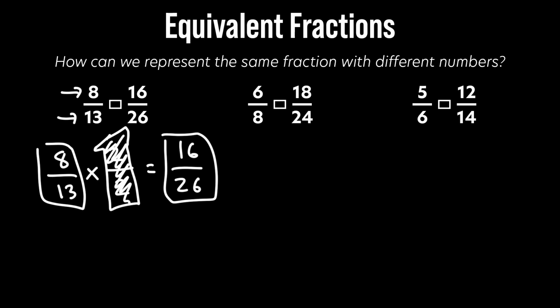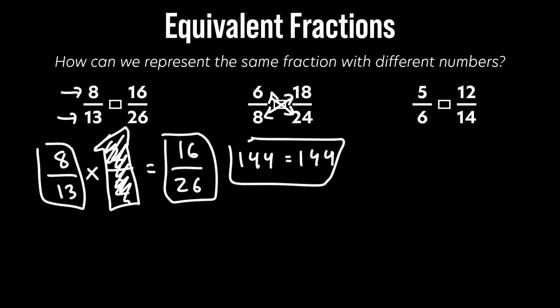Let's try the cross product on the second one. So we're going to multiply across on both sides. So let's start with 18 times 8. Plugging that in, we get 144. And 6 times 24. Plugging that in, we also get 144. And so because they are equivalent values, we know that they are equivalent fractions. So far, the first 2 examples are equivalent.